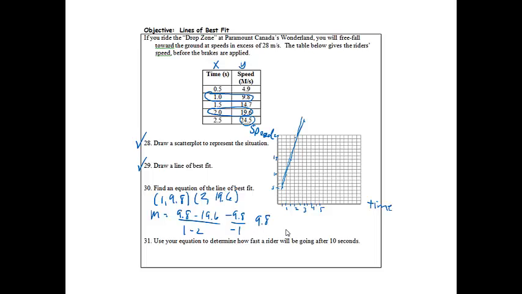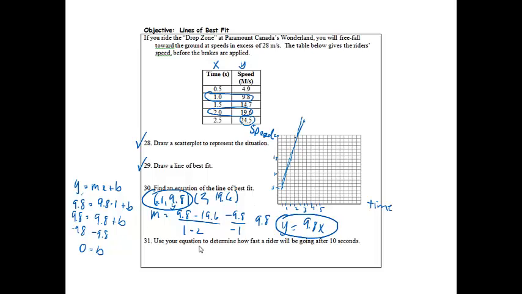So that's my slope. And now if you remember, y equals mx plus b. I'm going to pick this point, so here's my x and here's my y. So I get 9.8 equals 9.8 times 1 plus b. So I'll get 9.8 equals 9.8 plus b. To get the b by itself, I'll subtract 9.8 from both sides, and I'll get 0 equals b. So my equation is going to be y equals 9.8x, and then plus 0. I just don't need to put it.